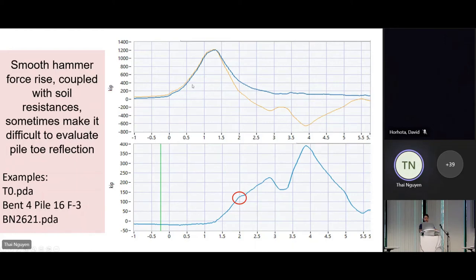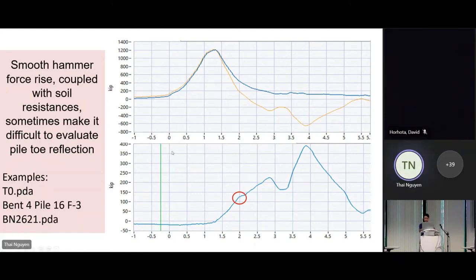When the hammer has a smooth force rise, in this case a diesel hammer with very smooth force rise and a couple of soil resistance, sometimes it makes it very difficult to detect the pile toe reflection. In this one you can still see the pile toe reflection, but in some other cases it's almost a straight line, and it's very difficult to evaluate where the toe is.